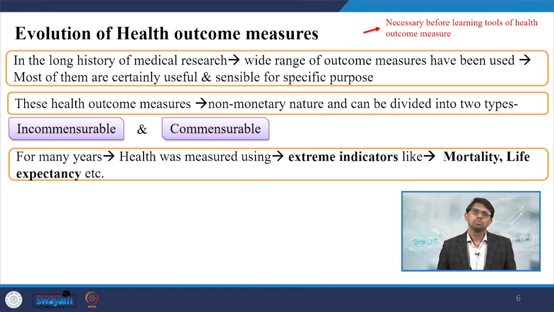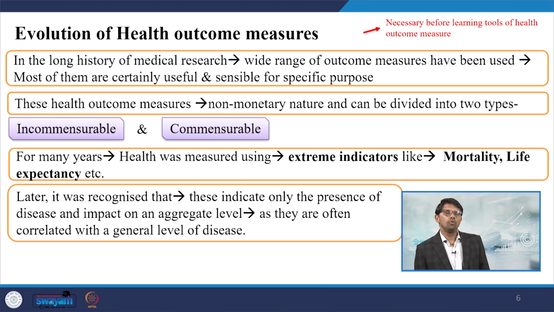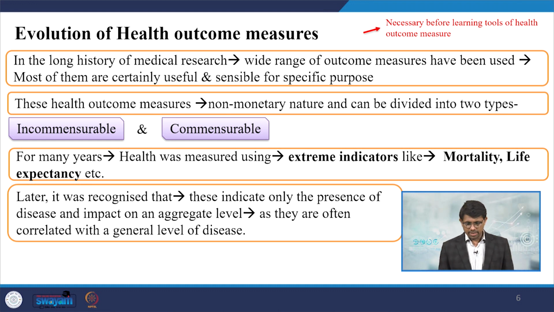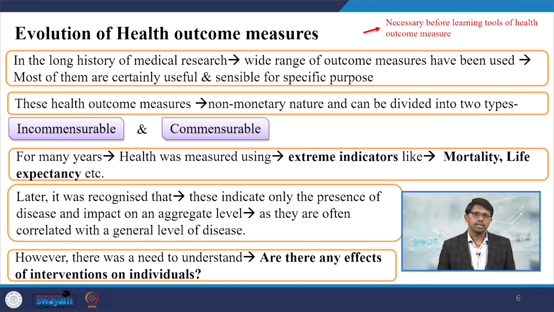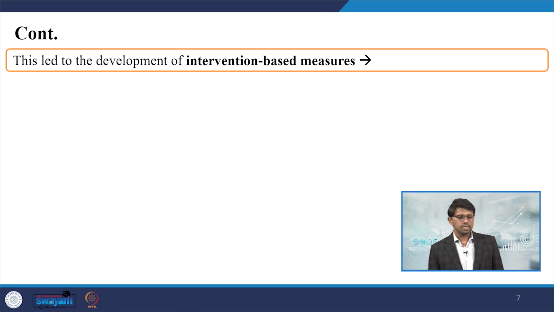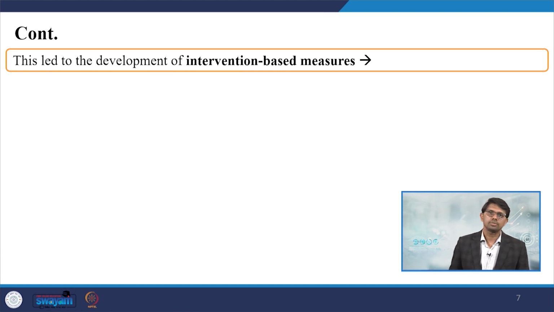For many years, health was measured using extreme indicators such as mortality or life expectancy. But over time it has been clearly recognized that these indicate only the presence of disease and its impact at an aggregate level, as they are often correlated with a general level of disease. However, there was a need to understand one important point: are there any effects of interventions on individuals? This led to the development of intervention based measures.